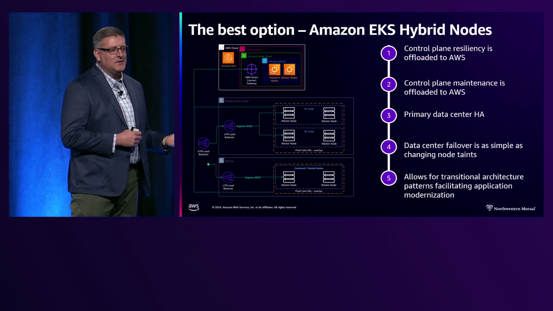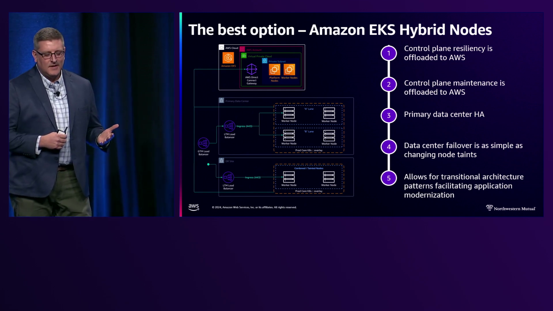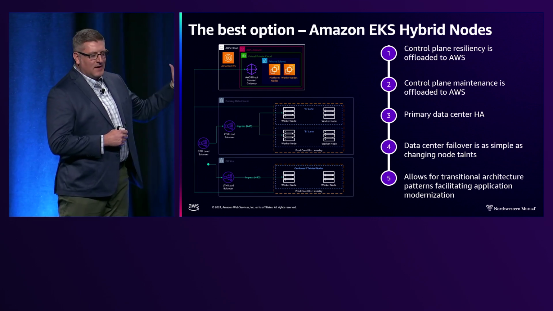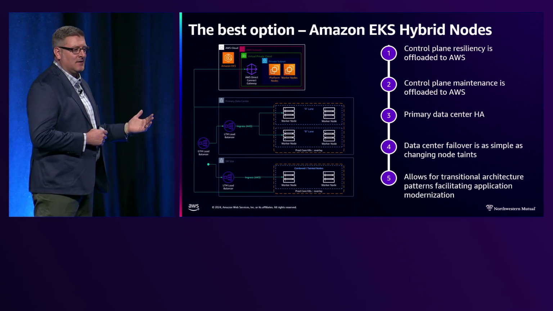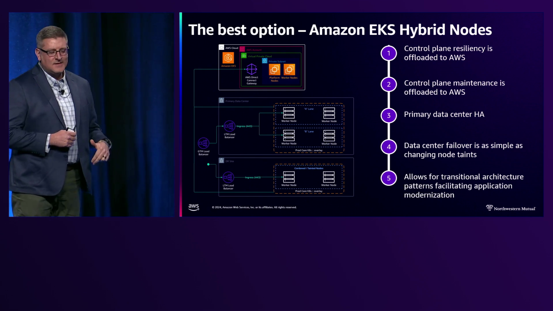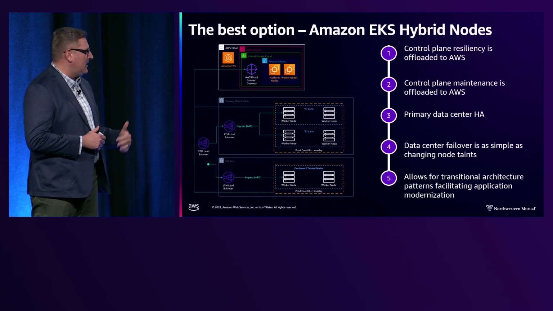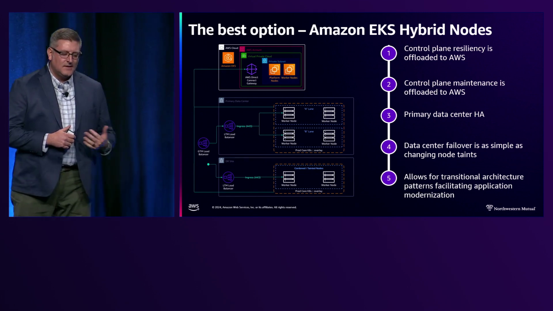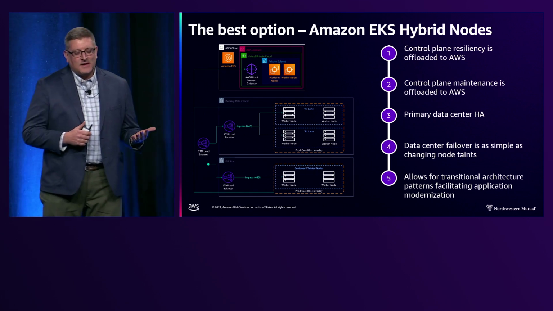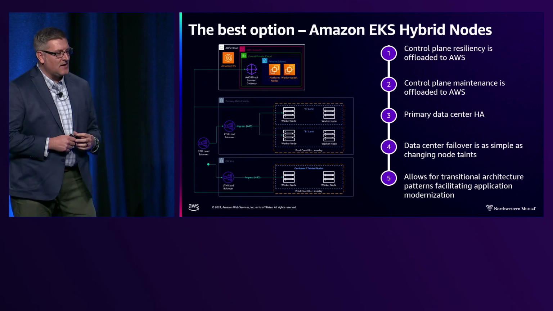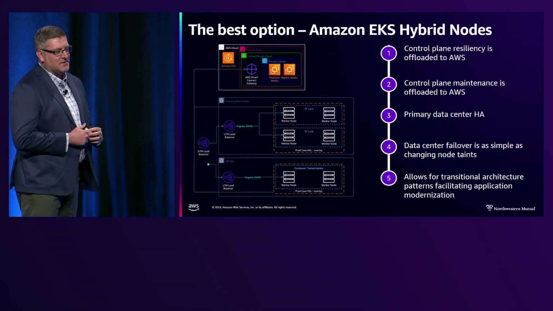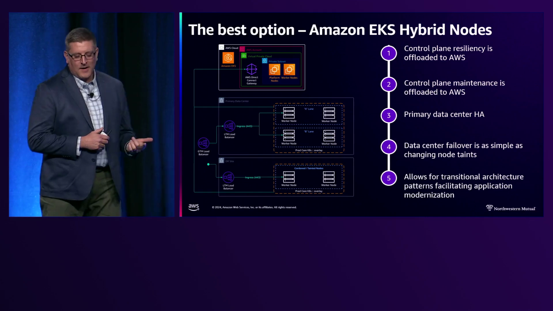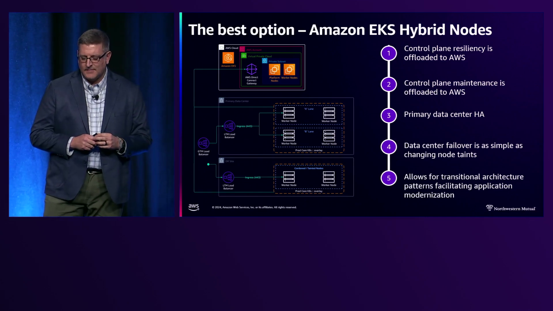And as we think about that new colo facility we have to move to, we can also segment our hardware into an A and B lane so we get high availability inside the colo. And we use our current secondary data center as just a DR failover. So we think this is the best option. Control plane resiliency is offloaded to AWS. A lot of the ops and maintenance burden is offloaded to AWS for the control plane. We can use our primary data center as HA.